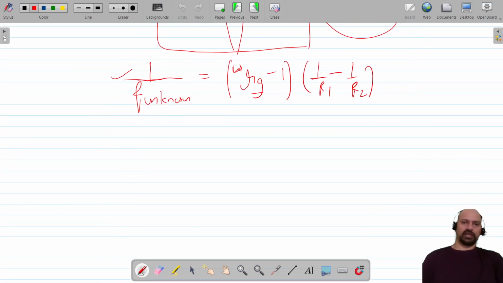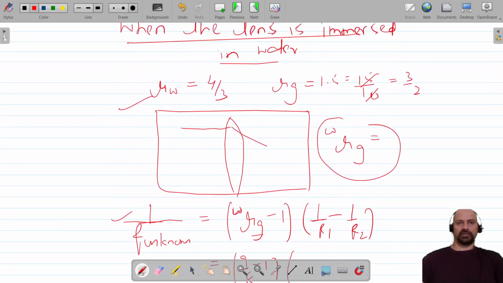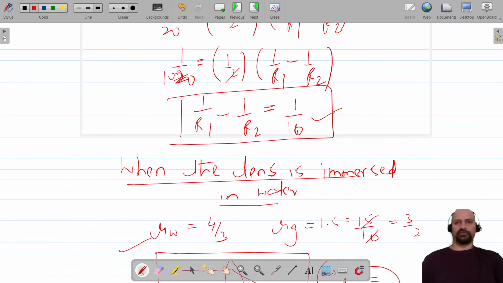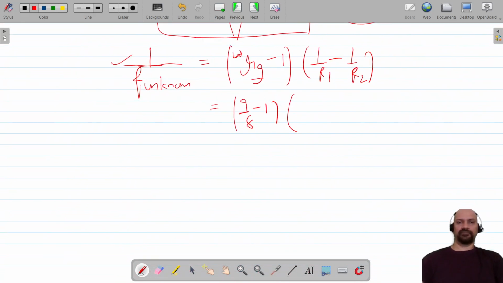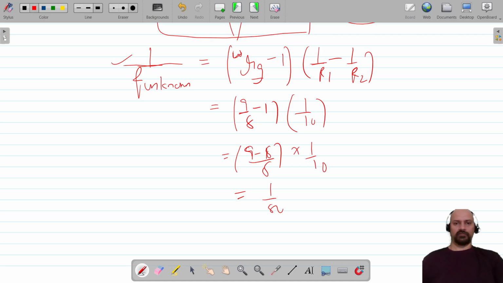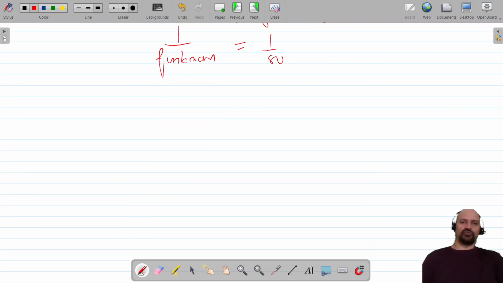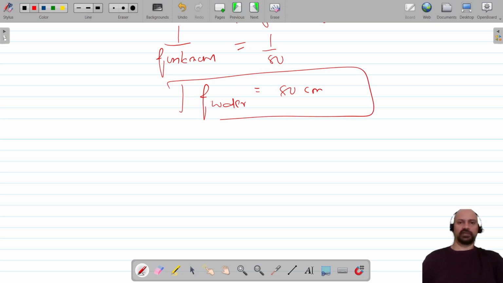So here we put the value 9 by 8: 9 by 8 minus 1, and this other value we have to calculate, this is 1 by 10. So LCM is 8, 9 minus 8, into 1 by 10. So this is 1 by 80. This is the unknown focal length, the focal length of the lens in water, which would be 80. Here the unit is centimeter, so this is 80 centimeter.